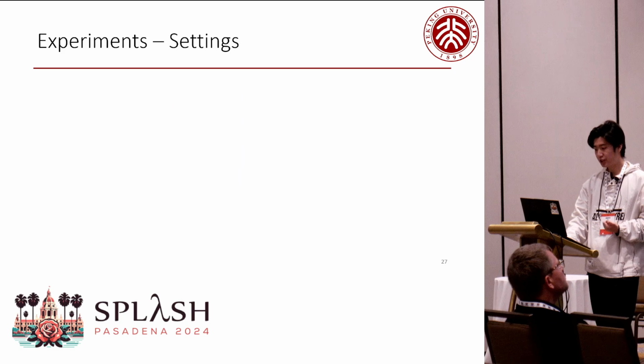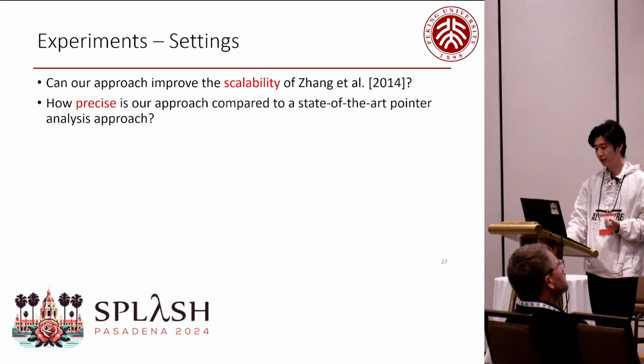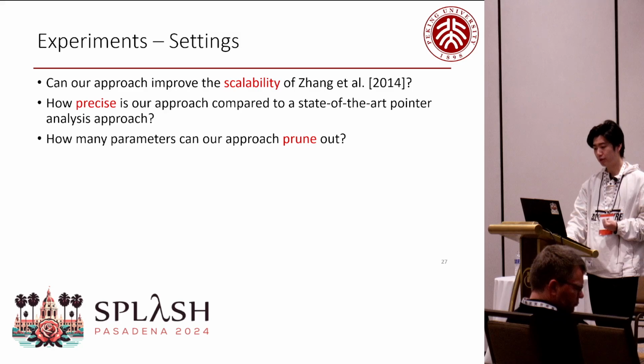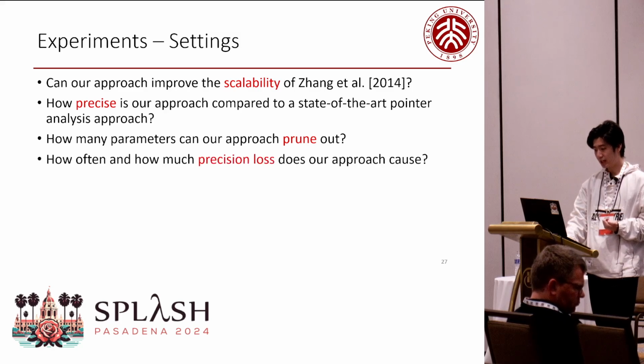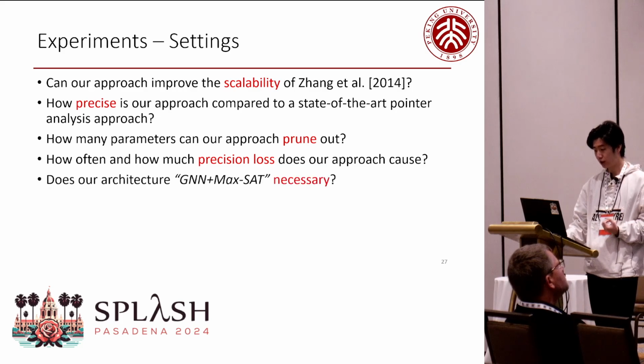To experimentally show the effectiveness of our framework, firstly, we check whether our framework truly improves the scalability of old work. Second, we compare the precision of our approach to a state-of-the-art pointer analysis. Then, we inspect the number of parameters pruned out. Since the neural network can make mistakes, we check how often and how much precision loss there is. Lastly, we illustrate that using the neural network alone does not work well, so our combination of GNN and MaxS solver is necessary.